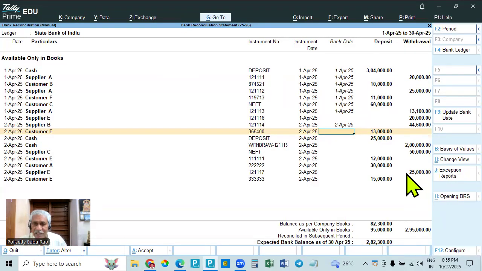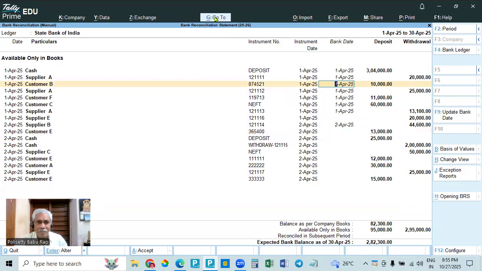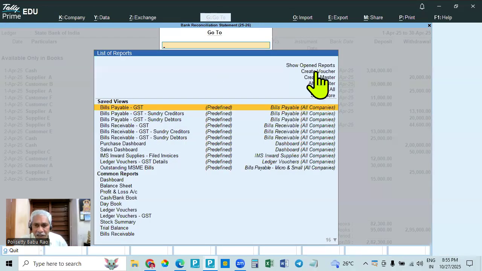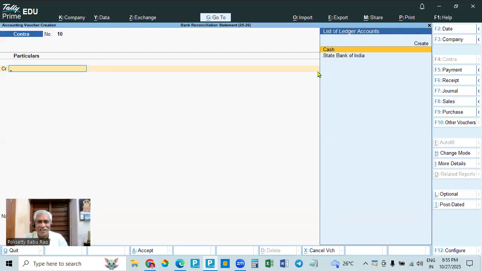This is another thing. What we have to do is keep it as it is. Go to the go to page. You go to page. Create voucher. So now we are creating the voucher. These will be saved automatically. It will ask you. So create voucher. You do that. See, it is asking for the voucher.